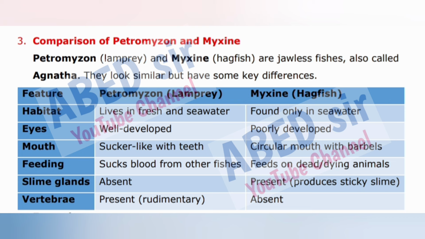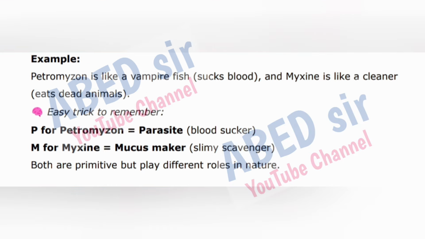Habitat: lives in fresh and seawater; found only in seawater. Eyes: well developed; poorly developed. Mouth: sucker-like with teeth; circular mouth with barbels. Feeding: sucks blood from other fishes; feeds on dead, dying animals. Slime glands: absent; present, produces sticky slime. Vertebrae: present; rudimentary, absent. Example: petromyzin is like a vampire fish, sucks blood, and myxine is like a cleaner, eats dead animals.